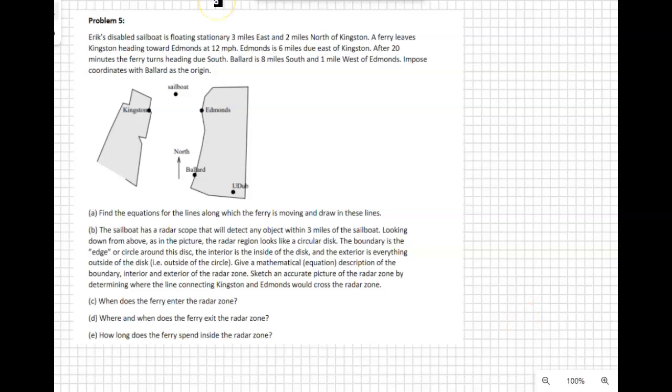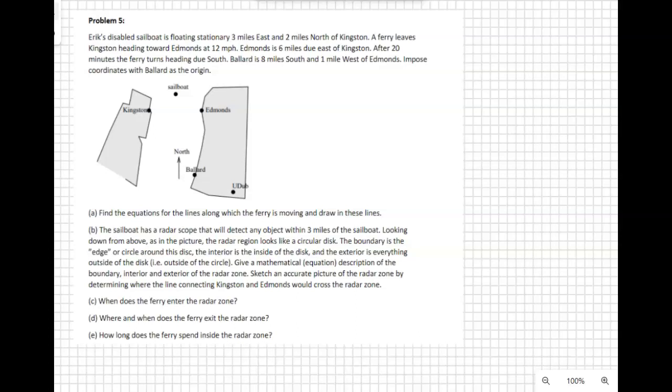Everyone, let's look at problem number 5. Eric's disabled sailboat is floating stationary 3 miles east and 2 miles north of Kingston. A ferry leaves Kingston, heading towards Edmonds at 12 miles per hour. Edmonds is 6 miles due east of Kingston.